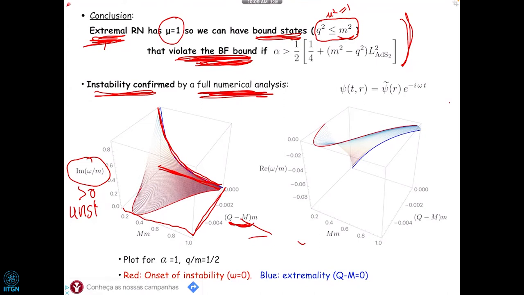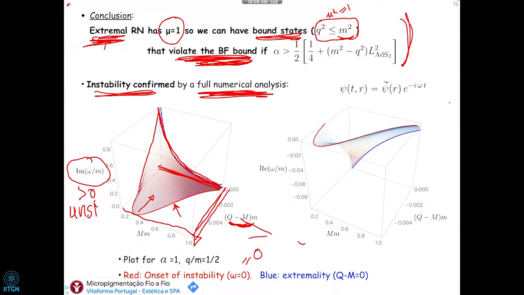And actually, this instability extends away from extremality when I move in this direction for a while. And in particular, I have here this red curve that has, imagine, frequency exactly equal to zero. This is precisely the onset of the instability. This is where the instability starts existing. So above this curve, the system is unstable.